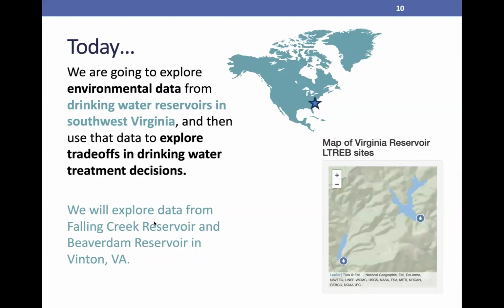You will have the option to explore FDOM data from one of two reservoirs located in Southwest Virginia, Falling Creek Reservoir or Beaver Dam Reservoir. Both reservoirs are located in Vinton, Virginia, near Roanoke, and are owned and operated by the Western Virginia Water Authority as drinking water supply reservoirs.